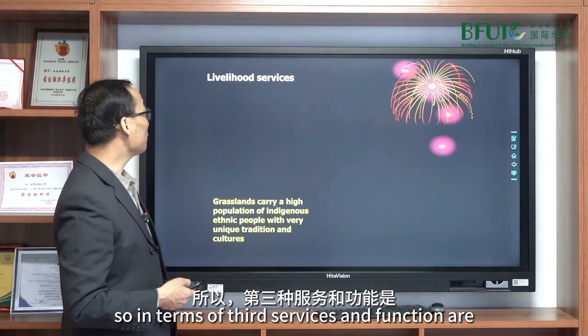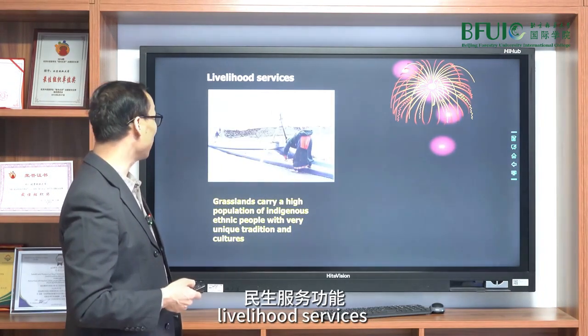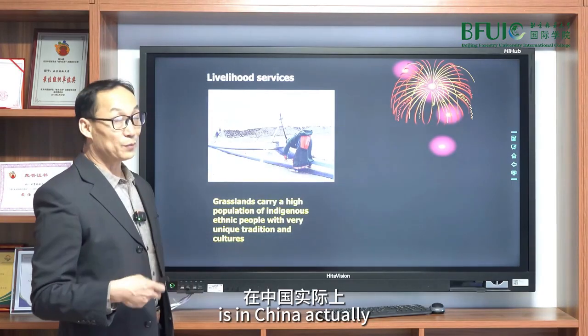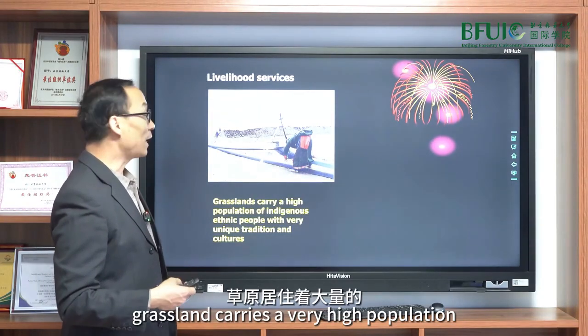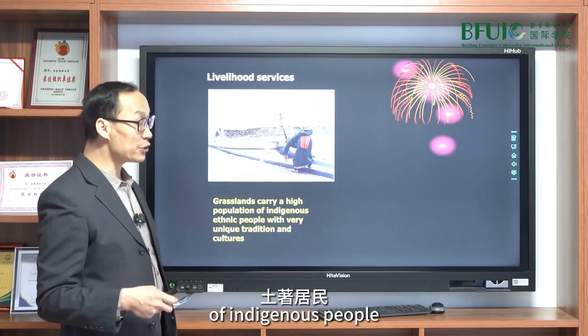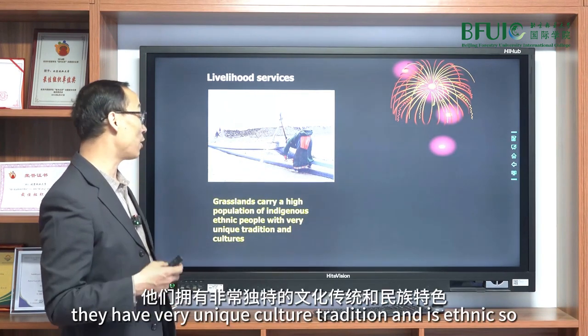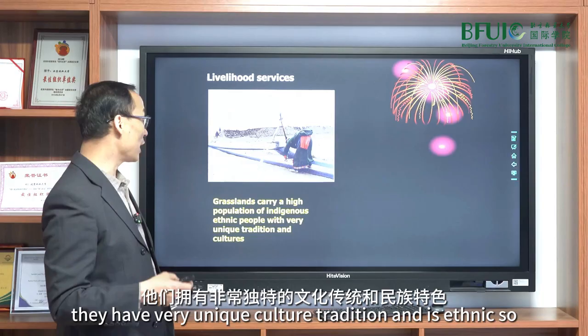The third services and function are livelihood services and function. In China, grassland actually carries a very high population of indigenous people. They have very unique culture, tradition, and themes.